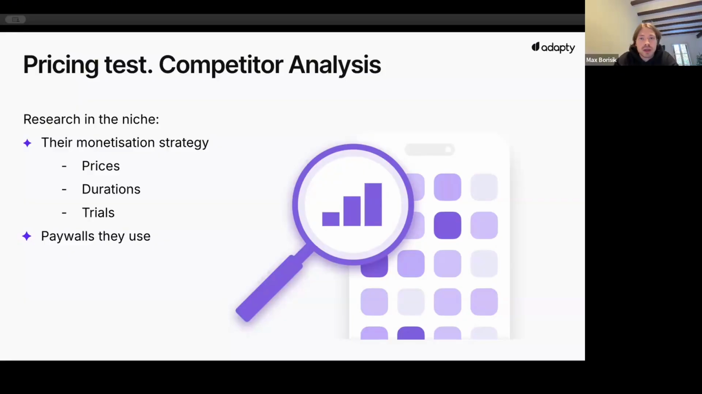So you need to really understand the competitors and get their monetization strategy, what are their durations, the trials, the prices they're having, and also check the paywalls they use. It's more complicated to check the paywalls, but it's also a good way to get the idea of how they operate. What are their mechanics? Do they use some dark patterns or they don't? And all of these things. So checking the competitors and understanding the market is essential to get a good direction for your pricing A/B testing.